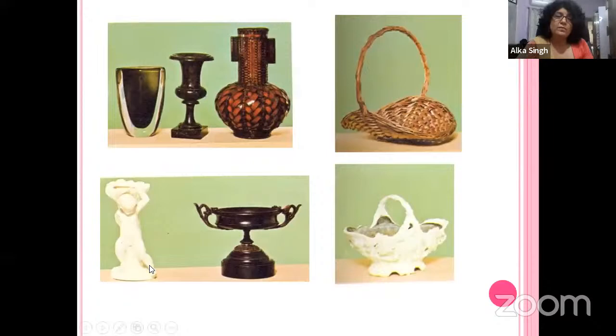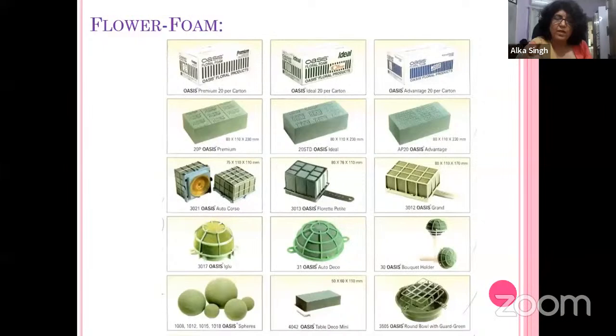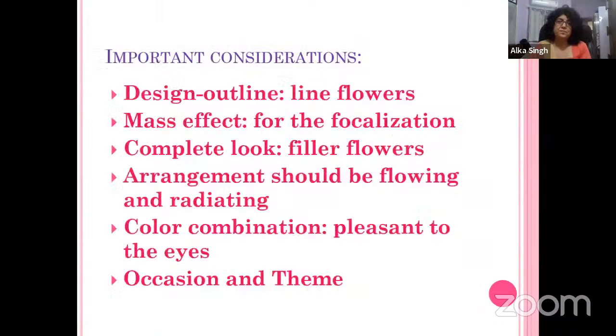Then in Western style, you use floral foam. You are having flowers, foliage, and a container, but how you will arrange them, for that floral foam is needed. And nowadays floral foam is available in so many different shapes. You can just cut the floral foam as you need it, and you can even stick it on the wall. You can make small bouquets with a handle also. You can even have a spherical form, so you can arrange them beautifully.